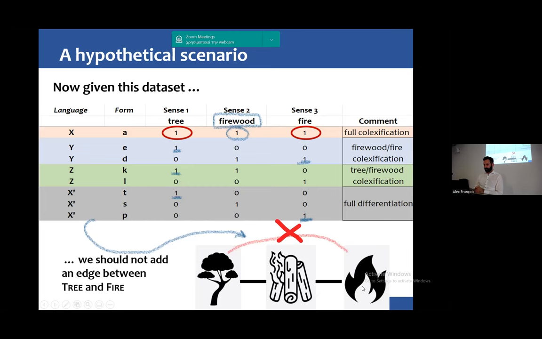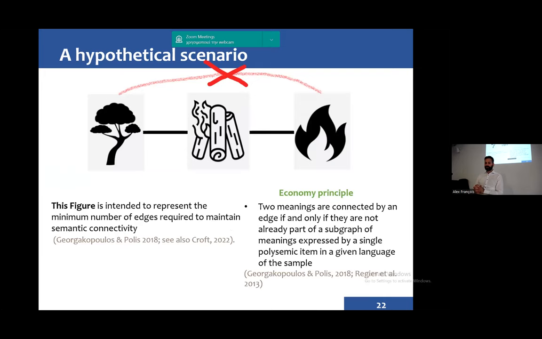Now, this figure is intended to represent the minimum number of edges required to maintain semantic connectivity. So we deleted this edge, and still our map is valid. And what do we mean by valid? That it accurately describes the co-expression, the co-lexification patterns we see in the languages in our dataset. So this follows the economy principle, which has to do with retaining the minimum number of edges, and which goes as follows: two meanings are connected by an edge if and only if they are not already part of a subgraph of meanings expressed by a single polysemic item in a given language of the sample.